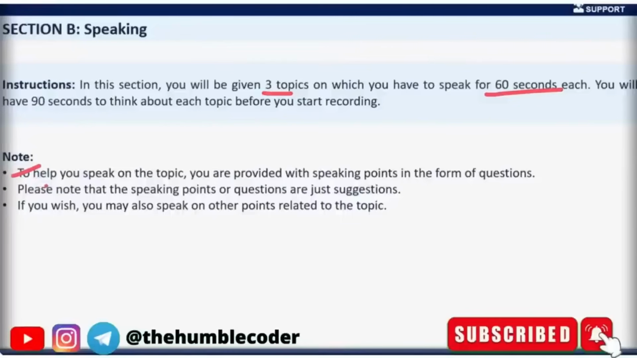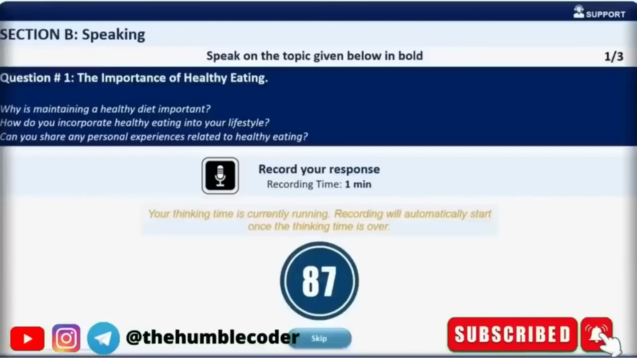You are provided with speaking points in the form of questions. Please note that the speaking points or questions are just suggestions. If you wish, you may also speak on other points related to the topic. Let's see the first question. The question is the importance of healthy eating. So we have to speak on this point.